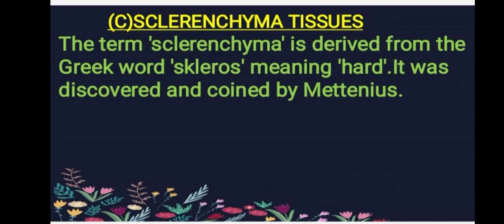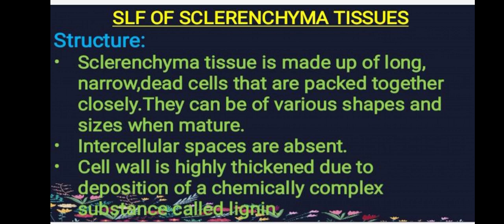The third type of supporting tissue is called Sclerenchyma tissue. The term Sclerenchyma is derived from the Greek word skleros, meaning hard. It was discovered and coined by Mettenius. Let's have a look at the structure, location and function of this tissue. Begin with structure.